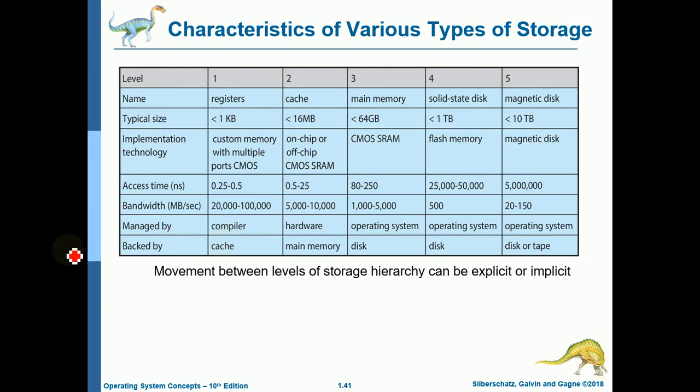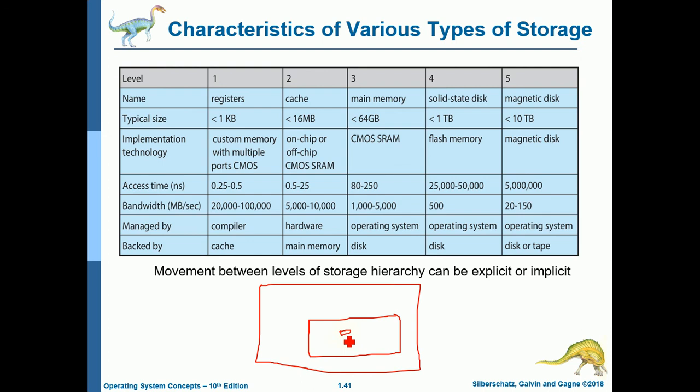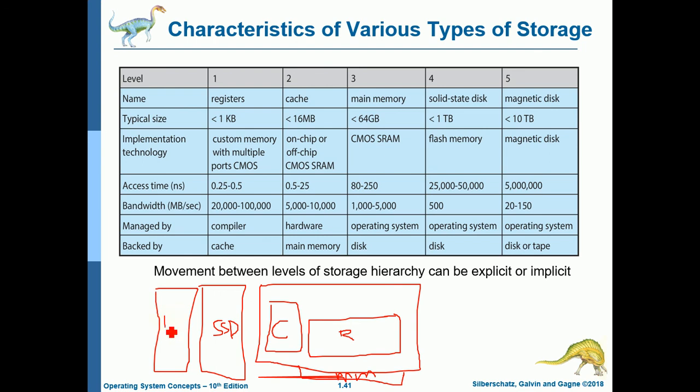Okay, let's go back to this storage hierarchy. I have a real world analogy for our storage. Imagine that the desk is the register, and the in-out file is the cache. Then you have the drawer here, which is the main memory. The solid state disk, for example, is this cabinet, the SSD. And then we have another cabinet farther away, which is the magnetic disk.